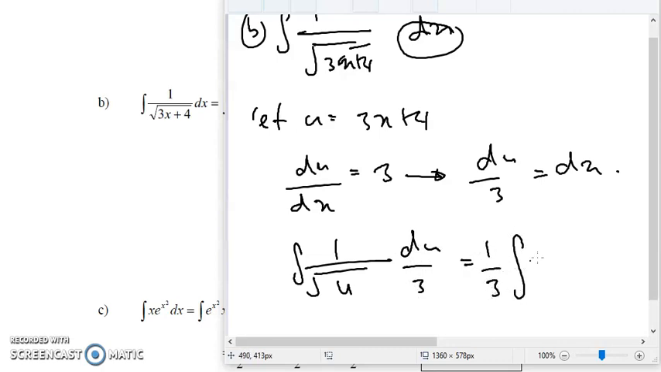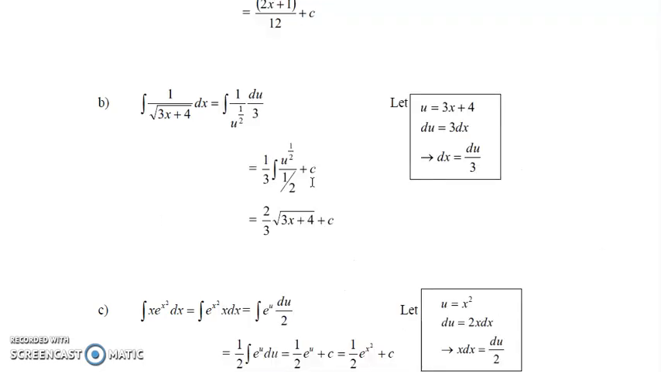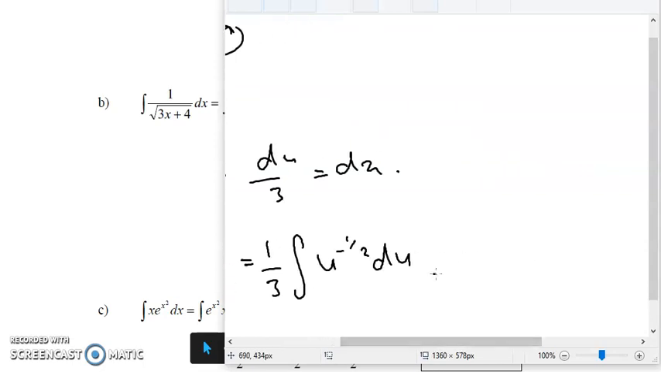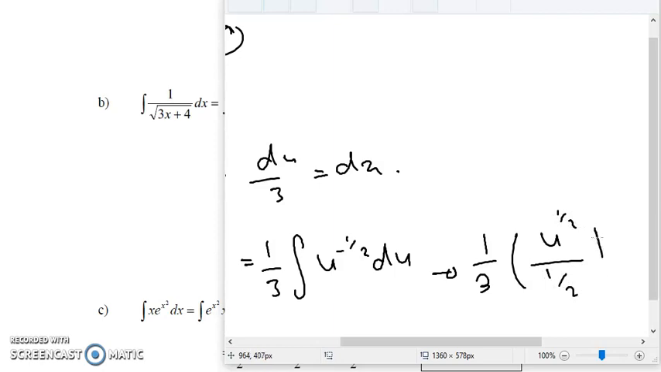1 over 3 integral of what? So integral of u power of negative 1 over 2 with respect to u. Okay, so then you can finish up everything here. So you will be having this one. So actually you can have it this way, which is 1/3 here, and then of course we'll be having u power of 1/2 over 1/2 plus c.